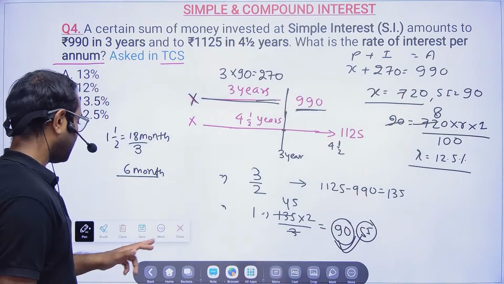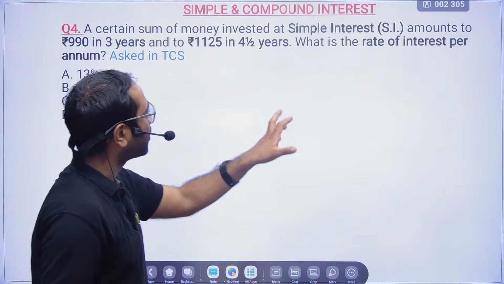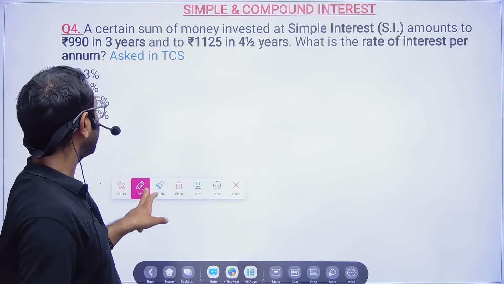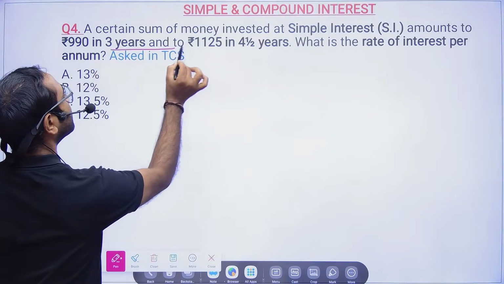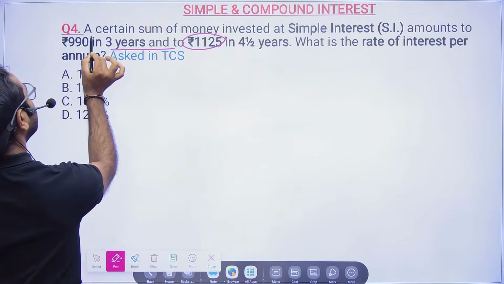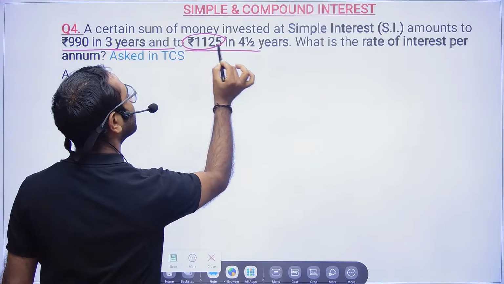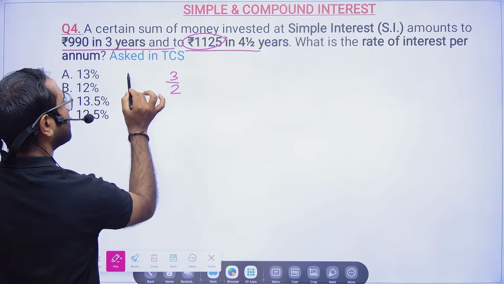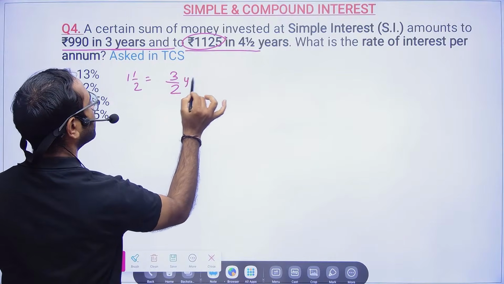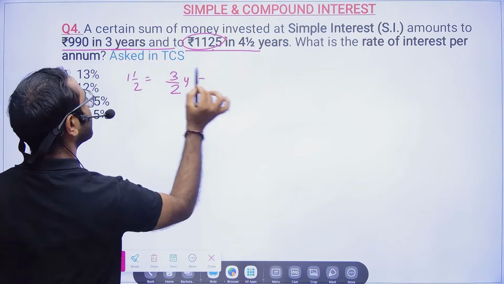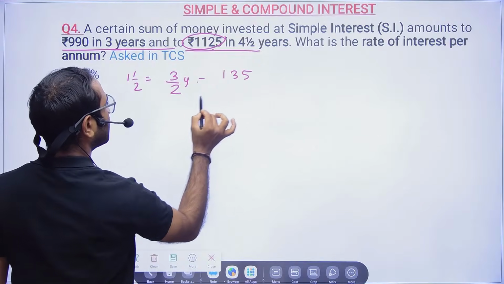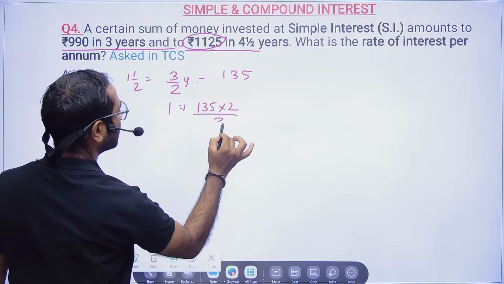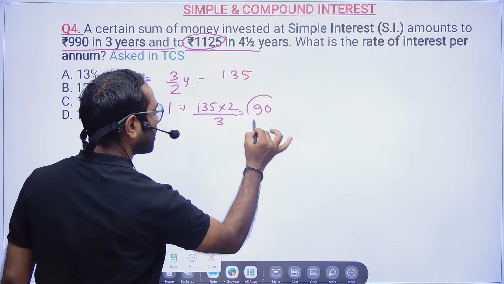See, I will tell you once again, just by looking at the question. After certain practice, you come to know that in 3 years it is 990 rupees and in 4.5 years it is 1125. That means 1.5 years, which is nothing but 3 by 2 years, what is the interest? The interest is 1125 minus 990, 135. That means for 1 year it will be 135 into 2 by 3. So it is nothing but 90. So 90 rupees is the interest per year.